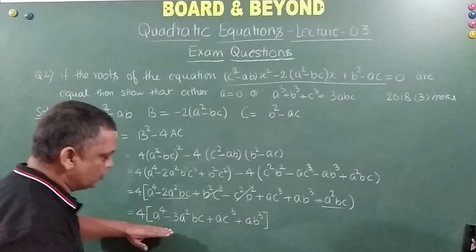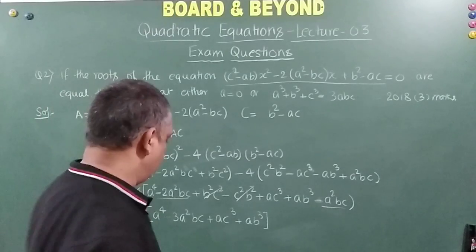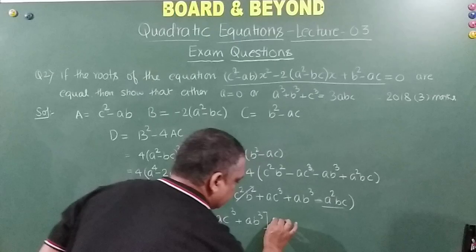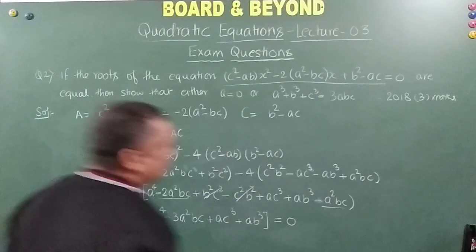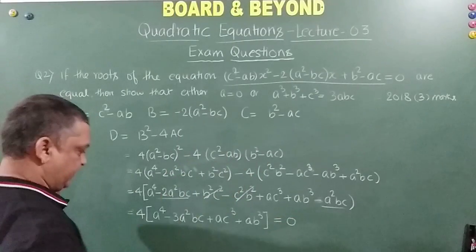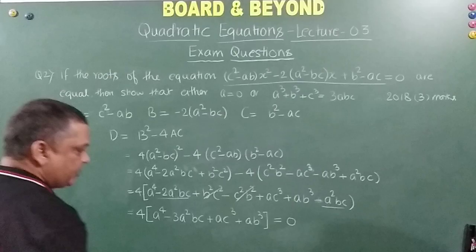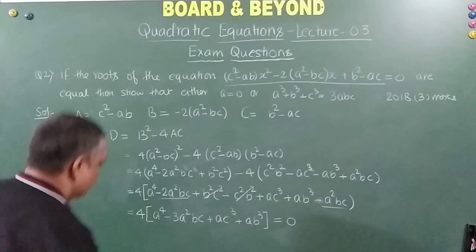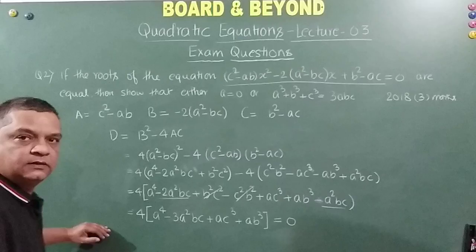Now since the roots have been given as equal, that means this should be equal to 0, right friends? I am equating it to 0. The roots are given to be the same, equal, right? So let me continue here. One more step I can do, I think. Yeah, this will cover up the board.